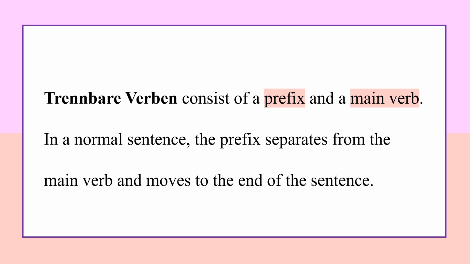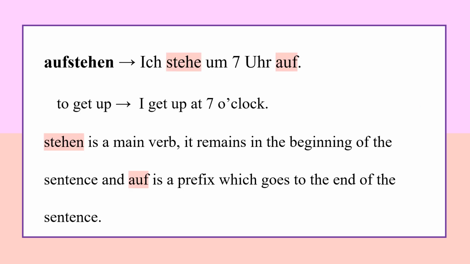Let's take a look at an example. The verb aufstehen means to get up. In a sentence, it's used like this. Ich stehe 7 Uhr auf. The main verb is stehen, it's conjugated, and it remains in the beginning of the sentence. And the prefix auf, it moves to the very end.